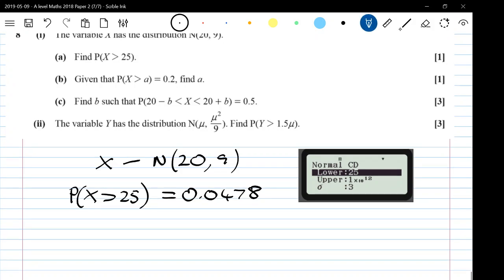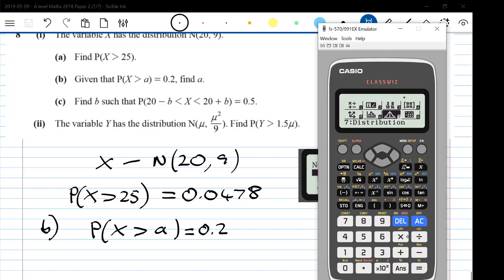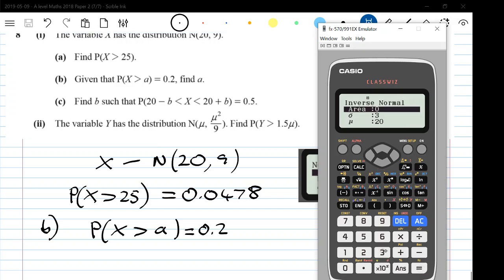Part B. Given that the probability of x being greater than a is 0.2, find a. Again, this we're just doing on our calculator. We're doing an inverse normal calculation on this, aren't we? So again, just the calculator. We're going to go back to that. We're going to do inverse normal.